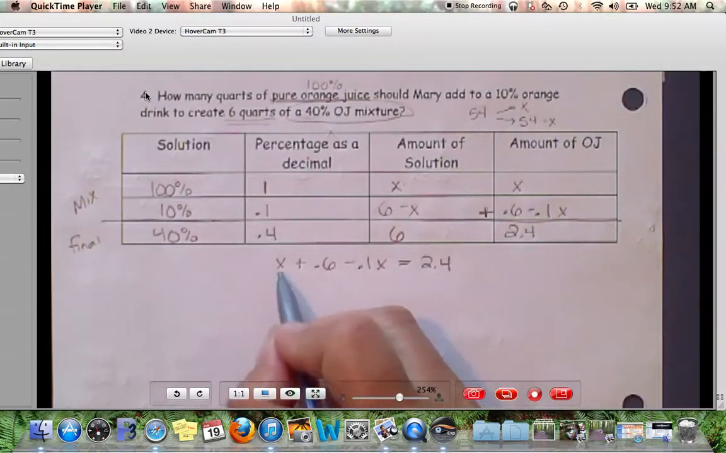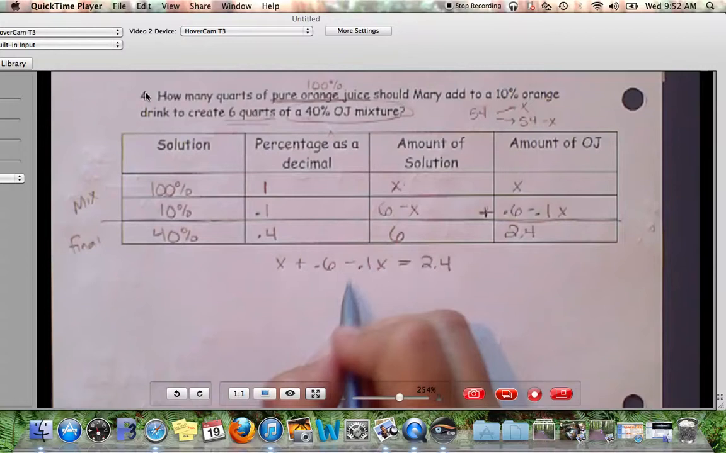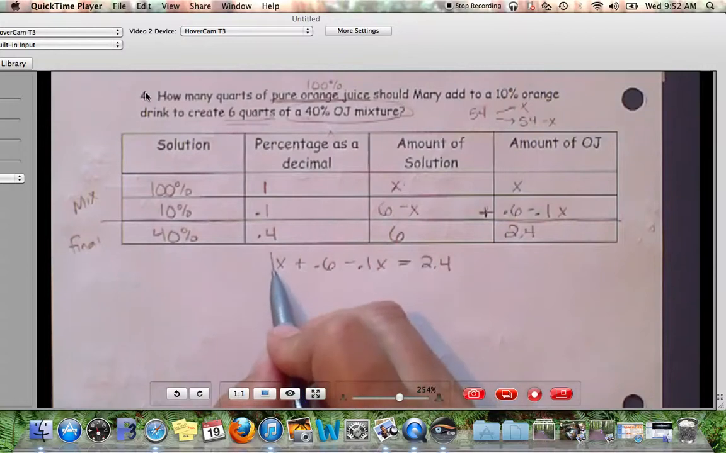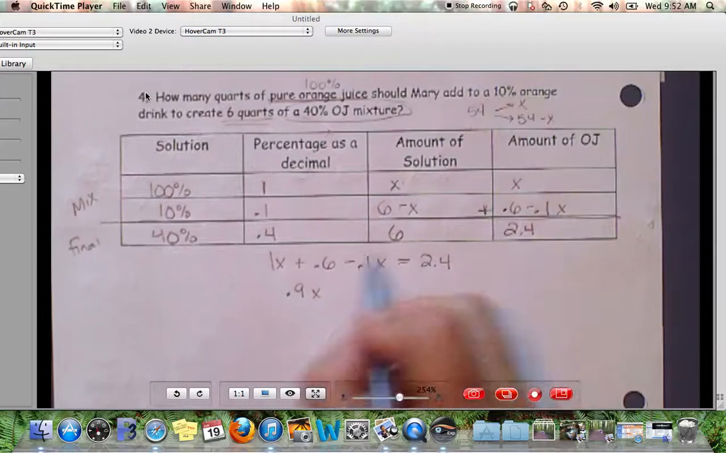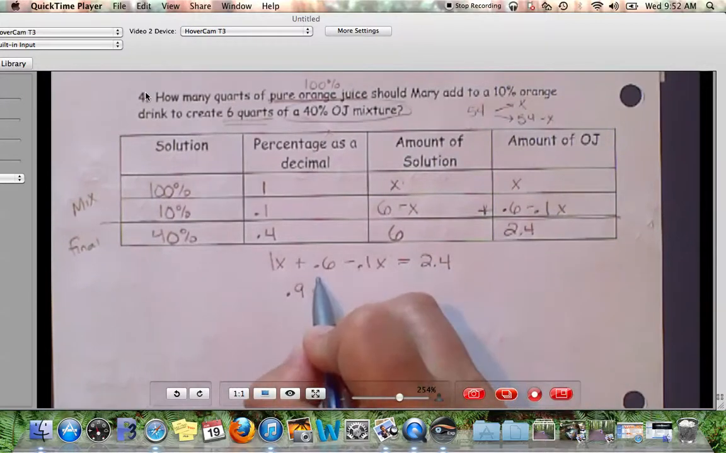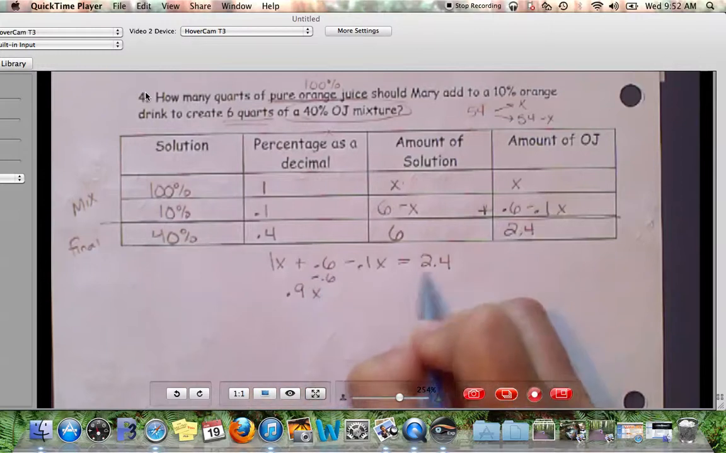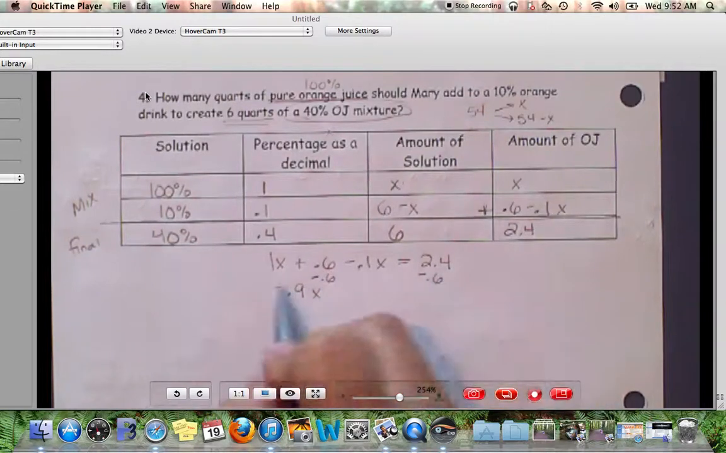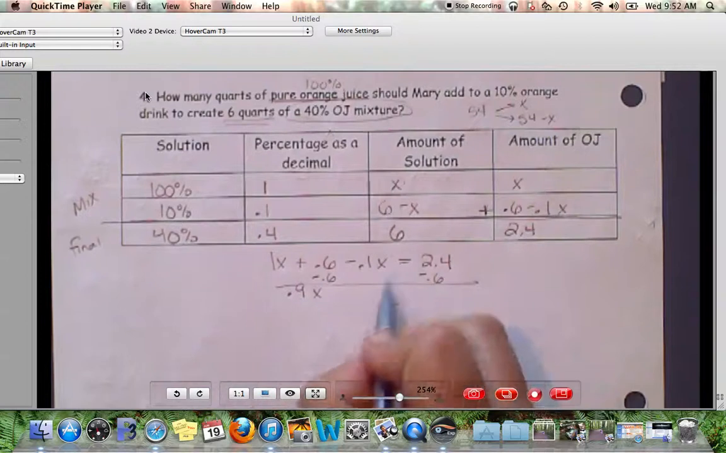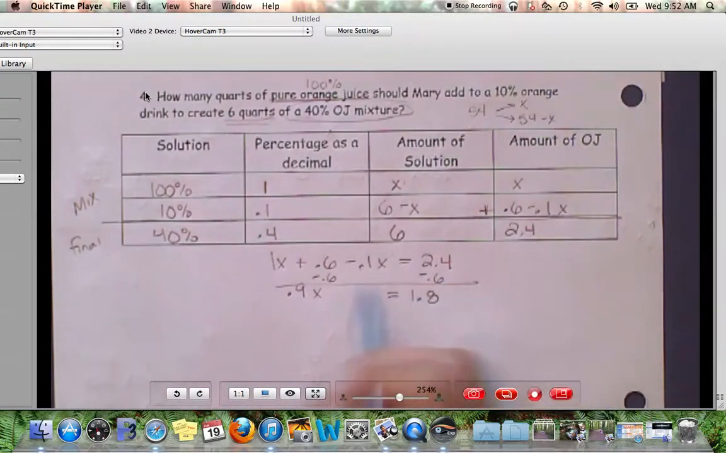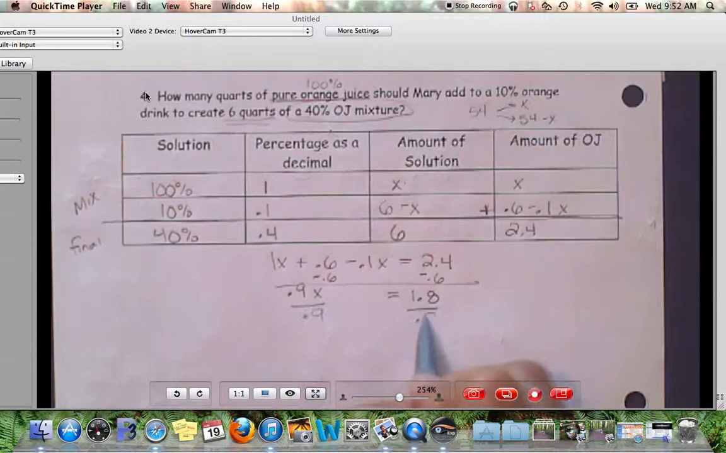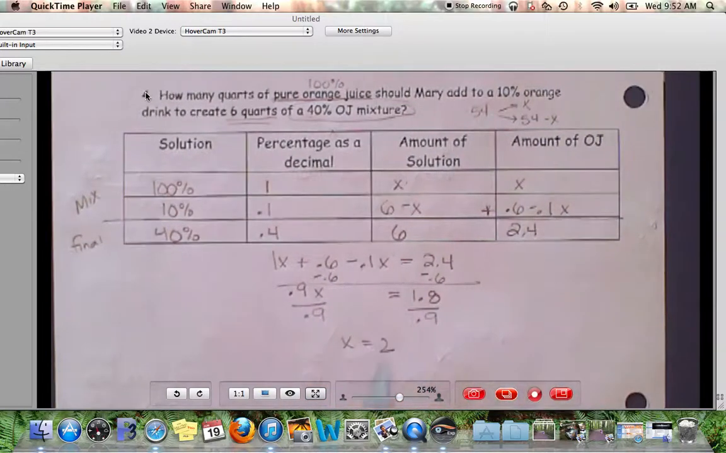So we need to solve this. Combine your x's together. X minus 0.1x. That, you have to remember, is 1x minus 0.1x. So that's going to be 0.9x. That's $1 minus 10 cents. 0.9x. At the same time, I'm going to move this 0.6 over. So subtract 0.6, subtract 0.6. You can subtract and combine those at the same time. 2.4 minus 0.6 is 1.8. Then we divide both sides by 0.9, and we get x equals 2.